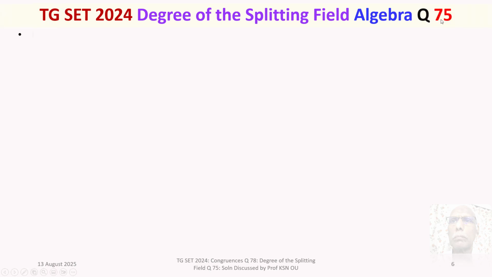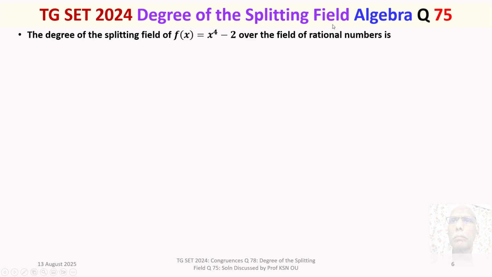Right. It is question number 75 from algebra. It is about the degree of the splitting field. It is from the subsection extension of fields. Now the given question is the degree of the splitting field of the polynomial f of x is equal to x to the power of 4 minus 2 over the field of rational numbers, that is Q.